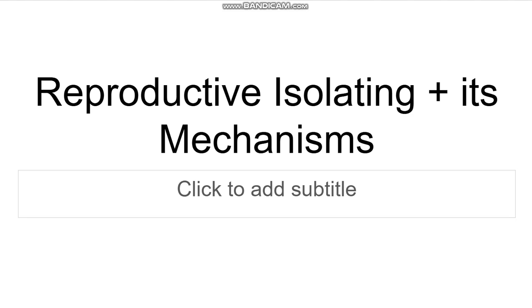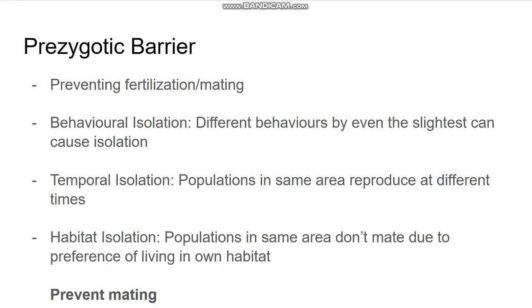So today we're going to be talking about reproductive isolation and its mechanisms. First we have the prezygotic barrier, and it basically means preventing fertilization and mating. And there are three isolations that prevent mating.